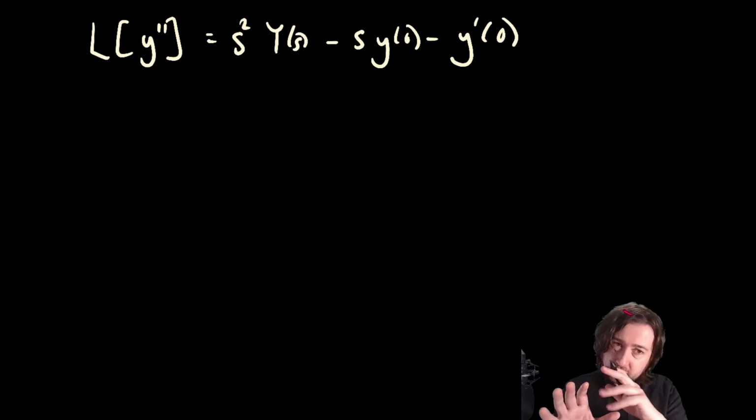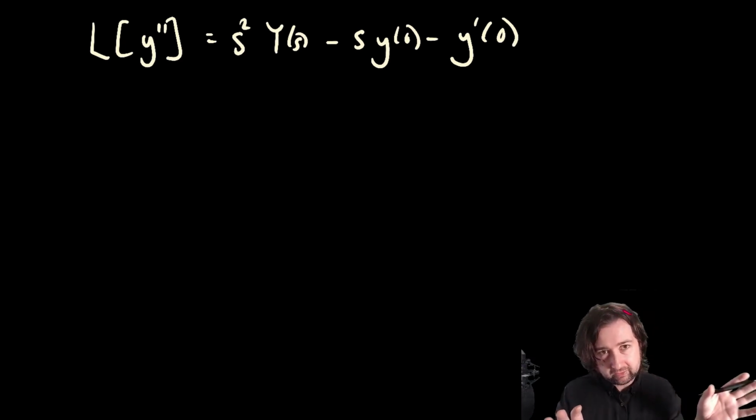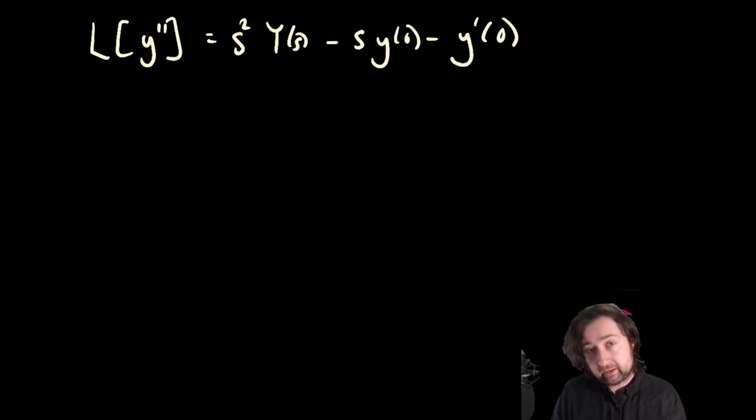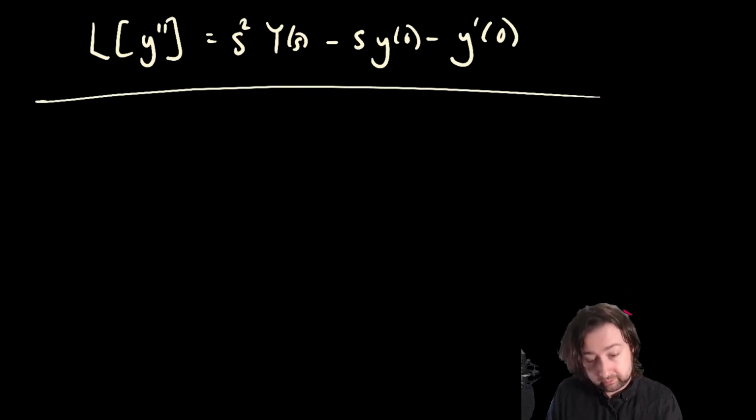And the reason that we get this trailing chunk of things poking out the side, the y of 0 and the y prime of 0, is just the result of integration by parts. So we'll leave it as an exercise to show what the rule is for a general nth derivative, but the same kind of pattern holds. Okay. All right. So that's all we need to solve a second order equation. And so let's write one down.